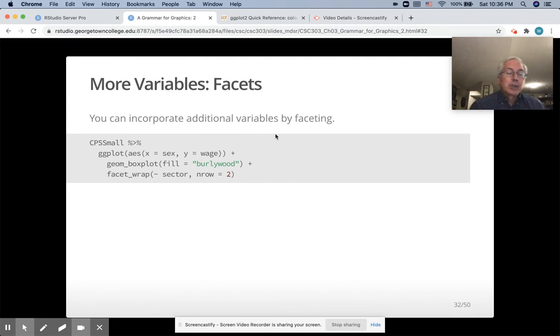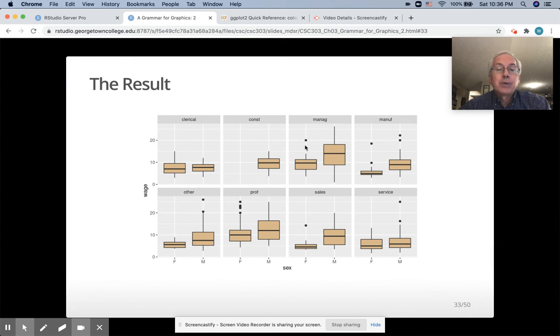So here's something else that we can do with geom_boxplot. We can facet. Suppose that I wanted, within each facet, to have male and female wages represented with box plots, and then we're faceting by sector. Because there were 8 sectors, we're going to put this into 2 rows. If we do that, here we've got 4 pairs of box plots on top, 4 on the bottom.